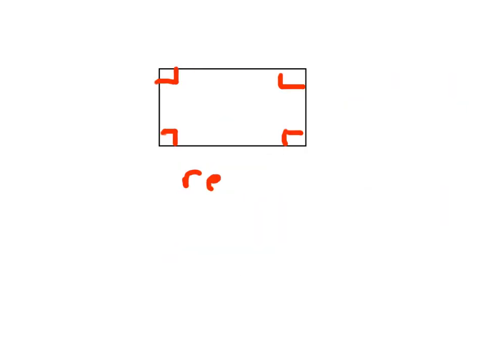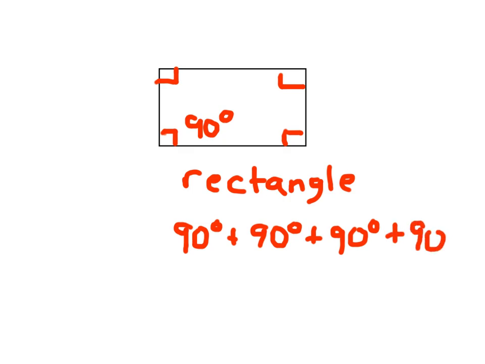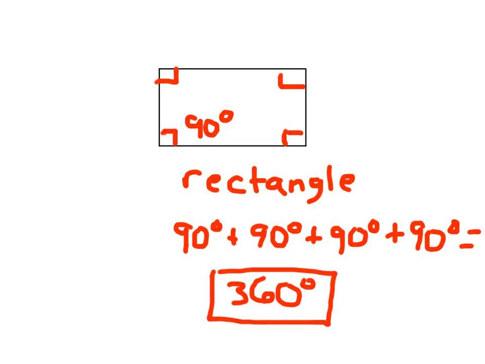We also know by definition for a rectangle that each of those is a right angle at 90 degrees each. And there's 4 of them, so 90 degrees adding all those together also equals 360 degrees. In fact, not only for squares and rectangles, this holds true for all quadrilaterals, that the sum of the angles is going to be 360 degrees.